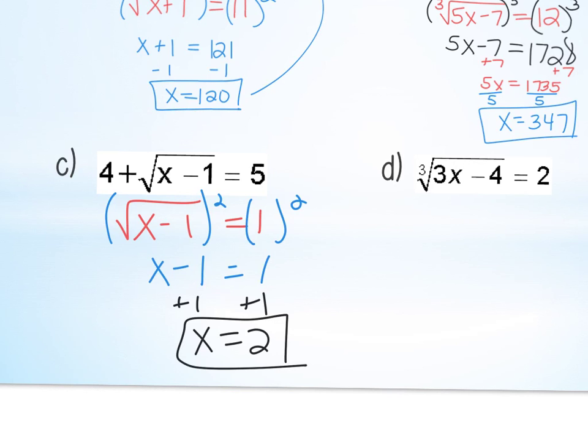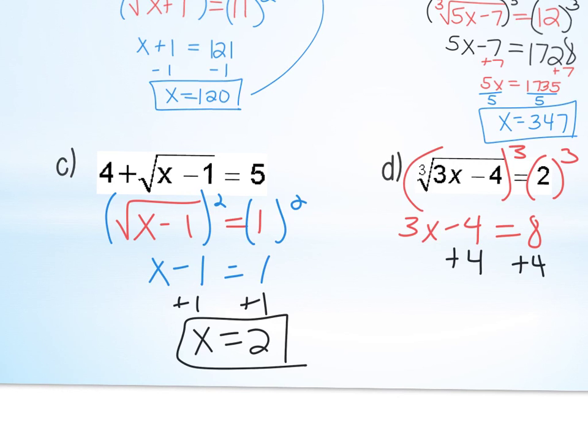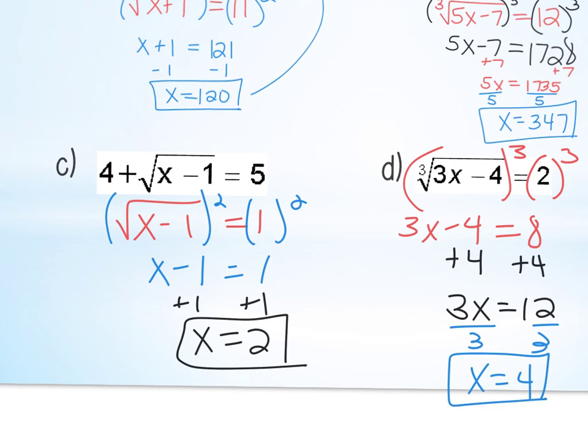All right, how about D? This time I've got a cube root. How do I get rid of the cube root? You cube both sides. And we just said 2 times 2 times 2 is 8. Magical brain power. Add the 4. 8 plus 4 is. And divide by 3. Questions on any of those?